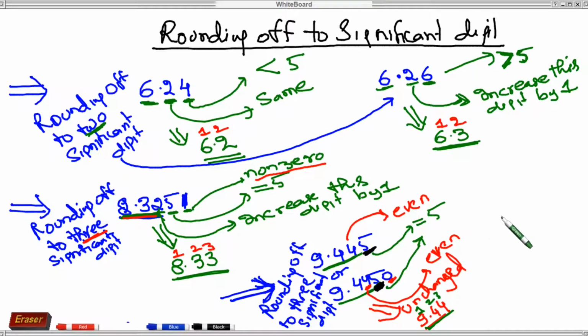9.44 is the value. Now we saw the case that if something is less than 5 or greater than 5, we have a rule; for equal to 5 and non-zero we have a rule; equal to 5 and 0 we have a rule, but this is for the even case. Now if the previous value is odd, we will look at another example.